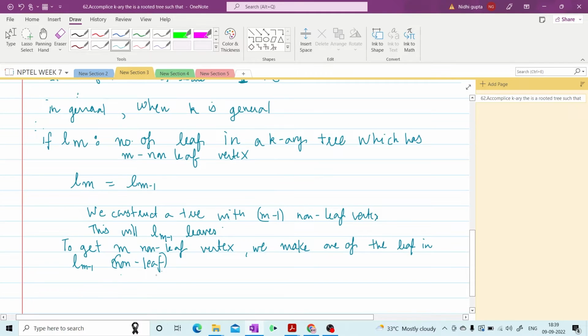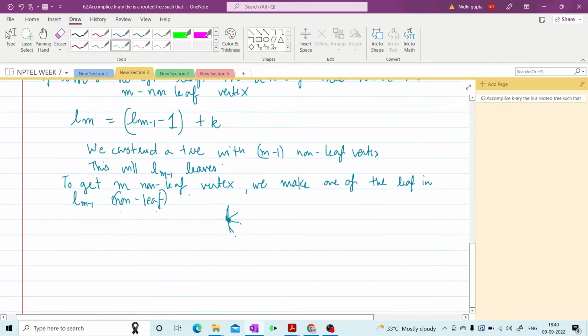And in doing so, we are subtracting one leaf from the L(m-1), and when we are making a leaf a non-leaf, so if it is a leaf, it has out-degree 0, and if we have to make it a non-leaf, then the out-degree of this has to be k. So we are adding k more leaves.